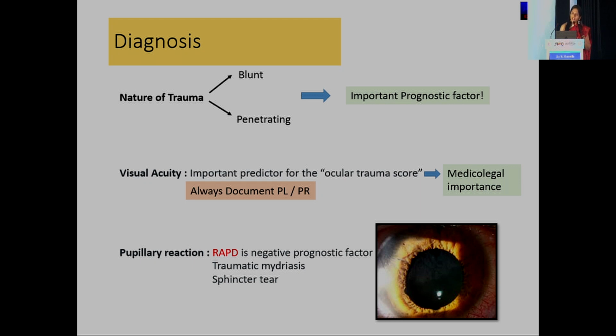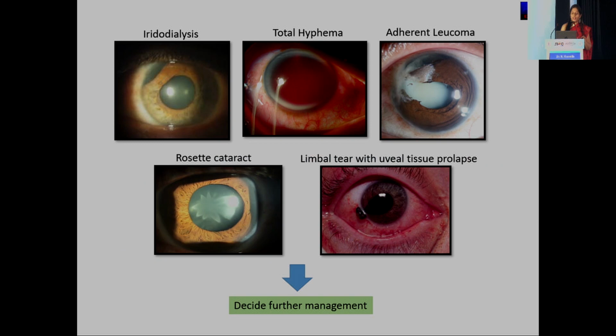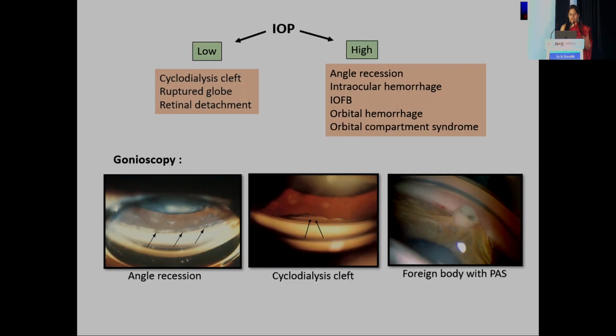And looking at the pupil itself will give you a clue as to whether it is trauma. Sometimes patients deny a history of trauma, but looking at the pupil, asymmetry between the pupils, any presence of sphincter tear or traumatic mydriasis, all of this will give you a clue as to traumatic glaucoma. And you have various types of presentation which happen with any case of trauma, and that will also give you a clue as to how to manage these patients. So again, in trauma also, you can see patients presenting with low intraocular pressure or high intraocular pressure.